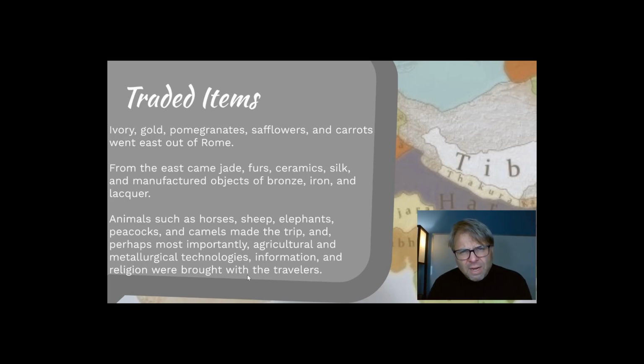Items that were traded that originated in the East, in China, were goods like jade, fur, ceramics, silk, manufactured items, bronze, iron, and lacquer. Such animals as horses, sheep, elephants, peacocks, and camels made the trip. And perhaps most importantly, agricultural and metallurgical technologies, information, and religion were brought along with the travelers.